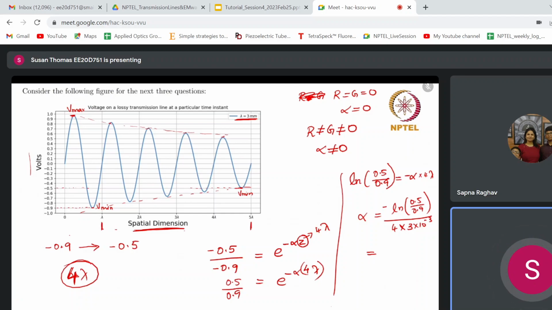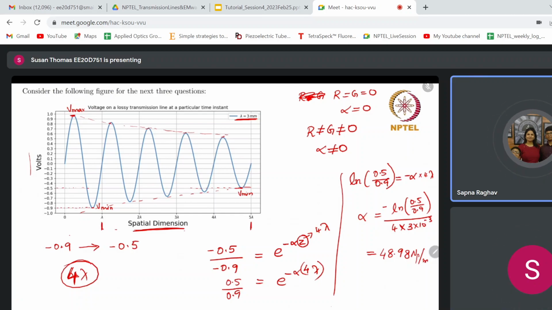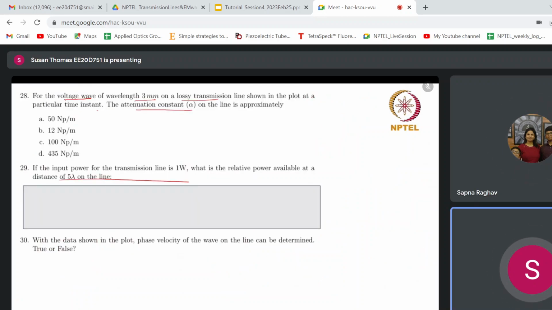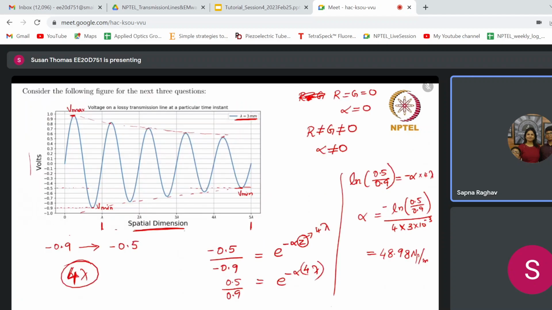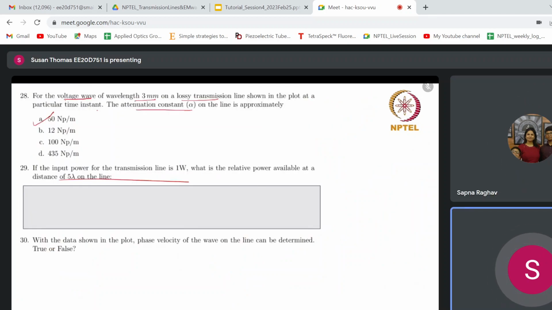In the interest of time, I think I can just give the answers. It is 48.98 and the unit of alpha will be Napier per meter. So approximately, if we look at the options, it's approximately 50 Napier per meter. Any doubts in this? No, ma'am. Okay, so in that case, let's move on to the next part.